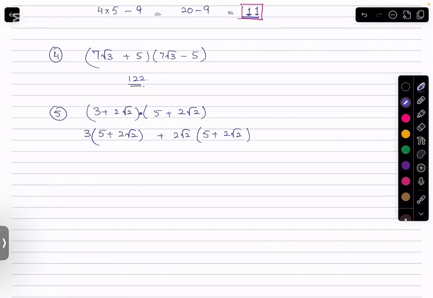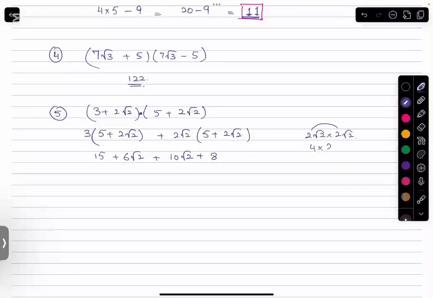Okay, so what is going to be the answer? 15 plus 6√2, correct? Yes. Second, 2√2 times 5 is 10√2, and then plus 8. Okay, so 2 times 2, that's a 4, and then √2 into √2, that's a 2, so this becomes an 8. ठीक है. अब like terms को हमें solve करना है.